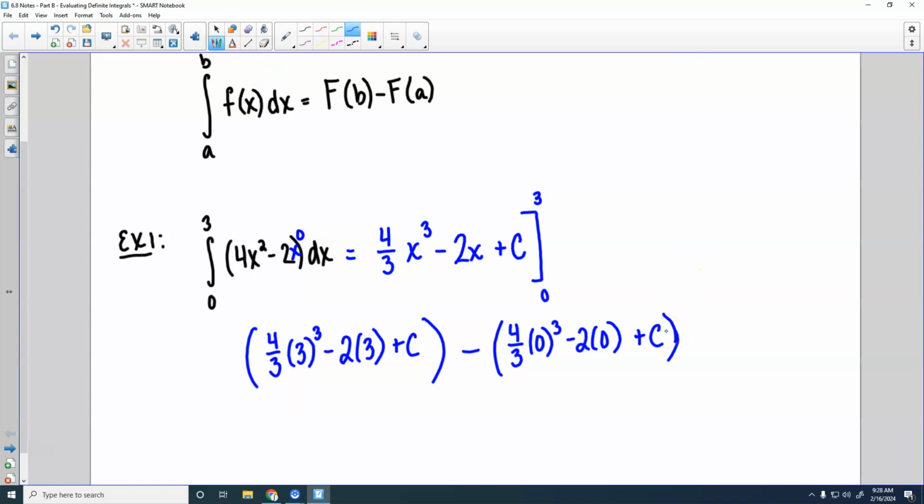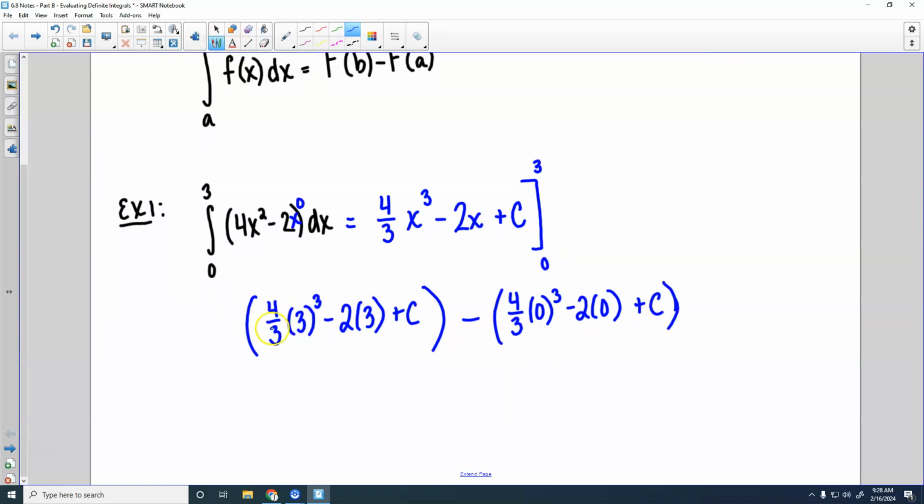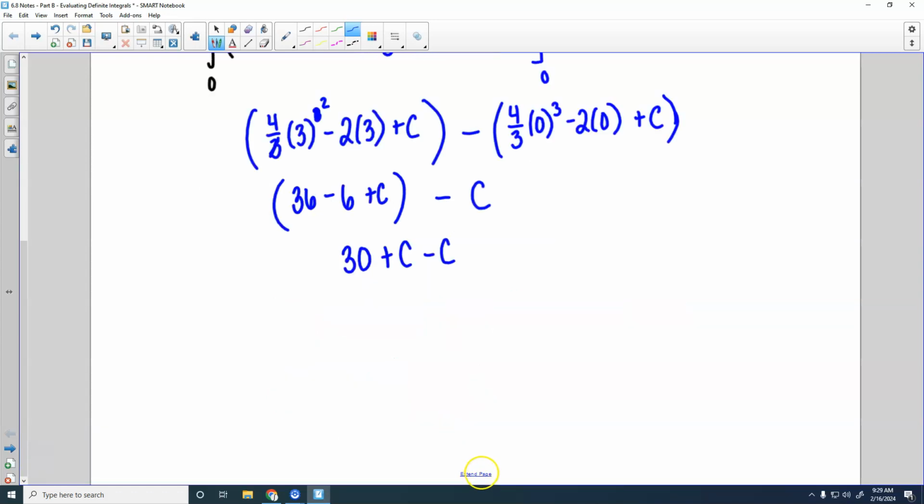Okay, so over here, one of this 3 right here will cancel with one of these 3's. So that'll be 3 squared, which is 9. 9 times 4 is going to give us 36 minus 6 plus c. And then over here, we just got c, because the rest of it's 0 and goes away. And so that's going to give us 30 plus c minus c, which gives us 30.